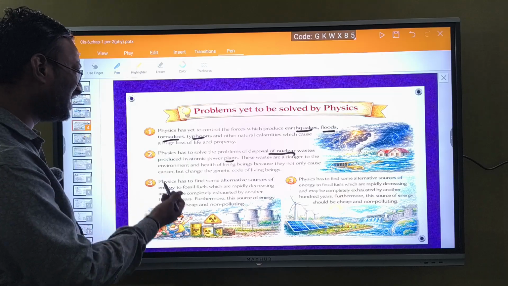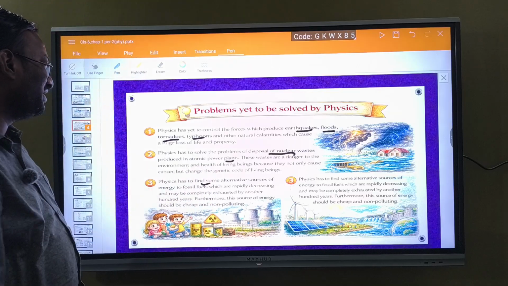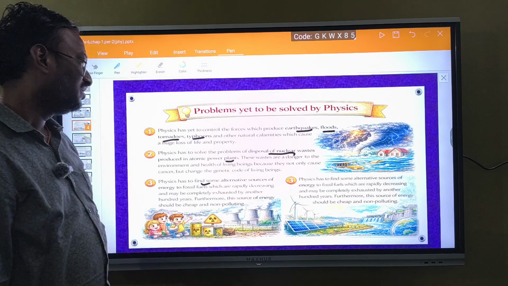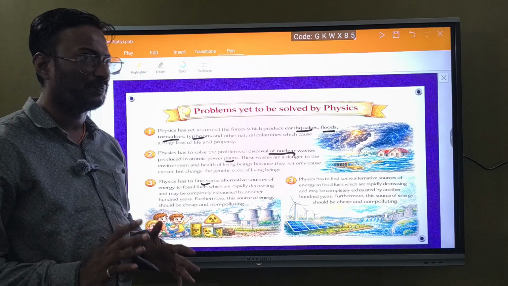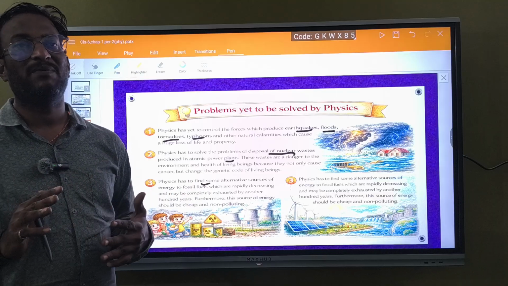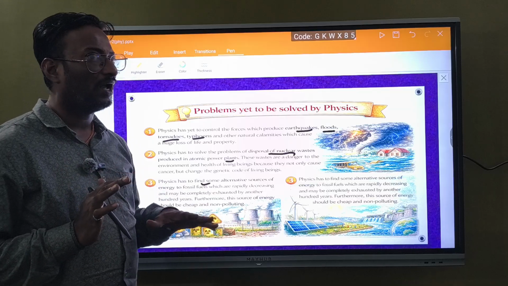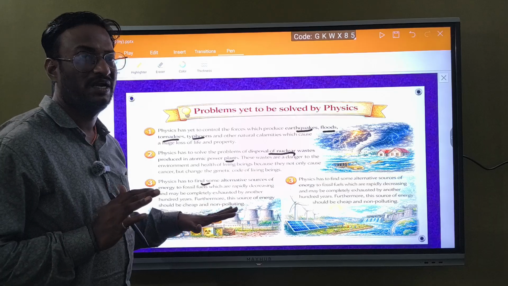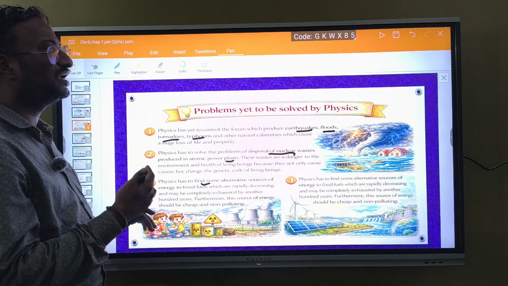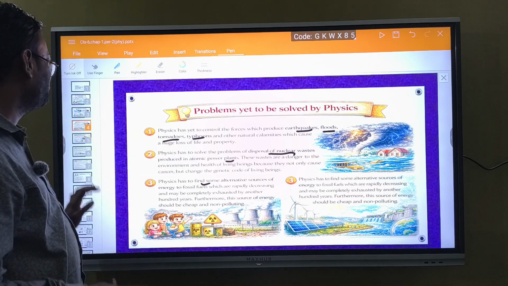And next, physics has to find more alternative sources of energy to fossil fuels, whose consumption is rapidly increasing and which may be completely exhausted within the next 100 years. The source of energy should be cheap. I mean the source which we are going to discover in future should be easily available, cheap and non-polluting. It should not do harm to the atmosphere. So these are a few problems that physics has yet to solve, and there will be more problems. I have taken a few problems.